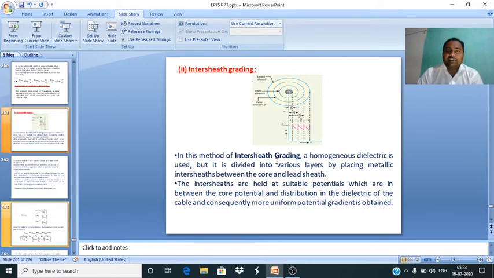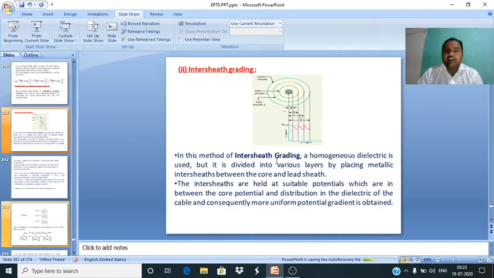In the previous session, we learned about capacitance grading. So, what is grading? The process of achieving uniformity of electrostatic stresses in the cable is called grading. So, what is the need of grading?